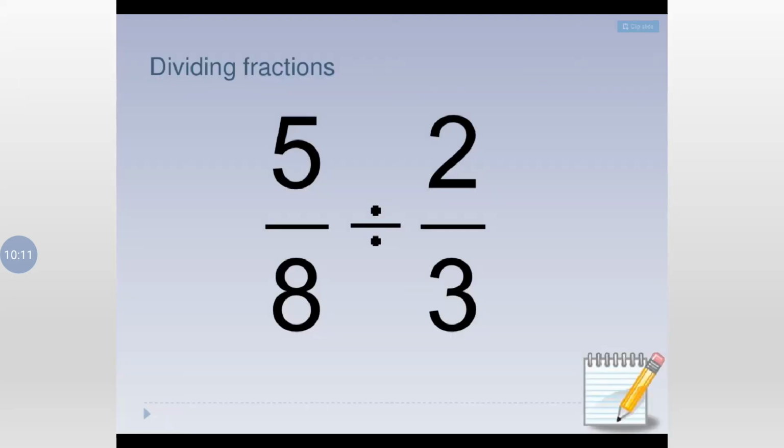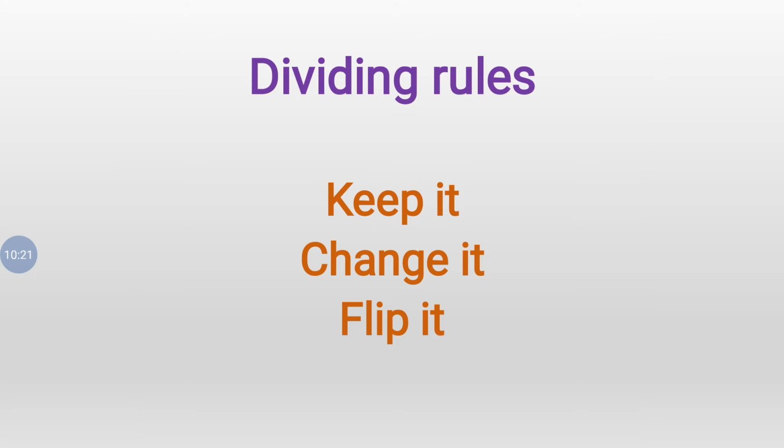So next one is dividing fractions. 5 by 8 divided by 2 by 3. How will you convert this into multiplication? So the dividing rules: keep it, change it and flip it.